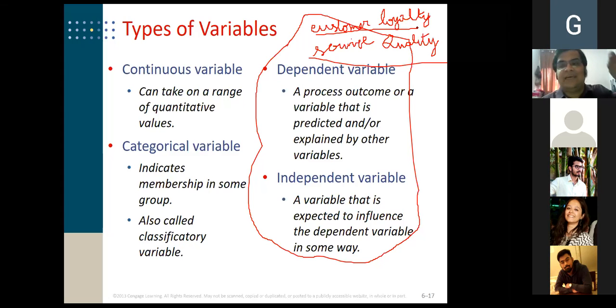So I say, if these are my services in my airlines, my customer loyalty will be this much in some magnitude, high, low, medium, whatever it is, or if I can give some score. So if this is my service quality, this is my customer loyalty, and so it is also called the predicted value. I am going to predict customer loyalty.